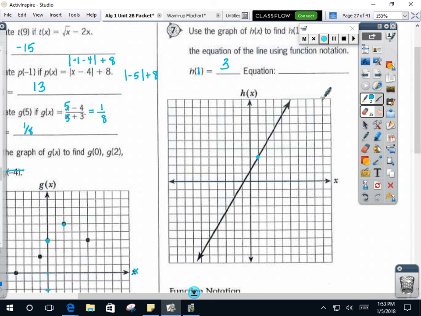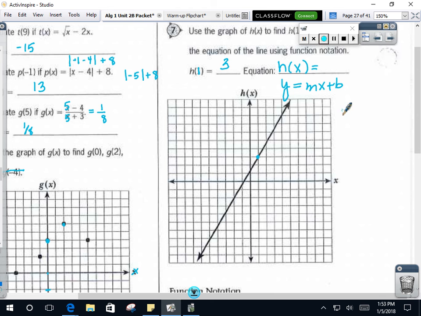Now, when we write the equation of a line, we're used to writing it in the form y equals mx plus b. But they're no longer calling the y-axis y. They're calling it h of x. So you're just going to replace the y with h of x. And then after that, you'll do everything else the same way you always have. We need an m and we need a b. How do we find either one?